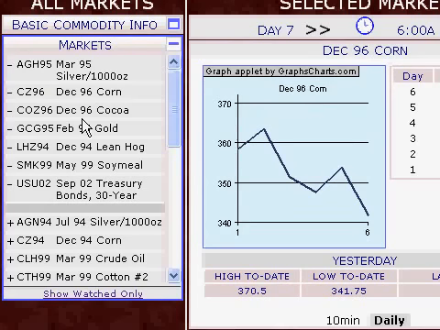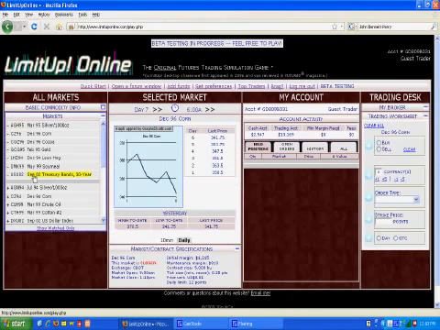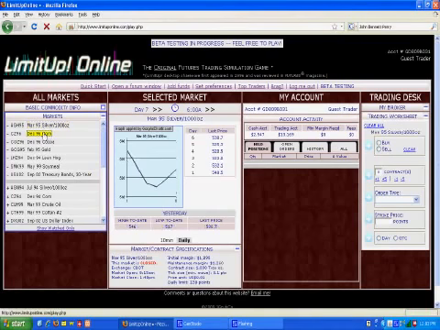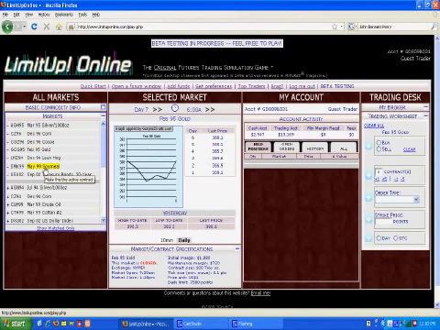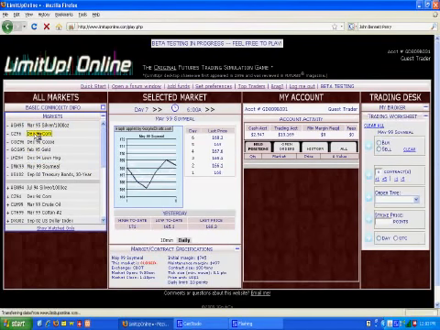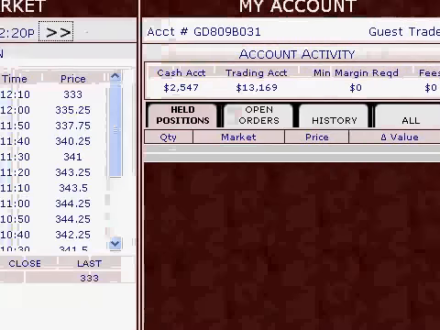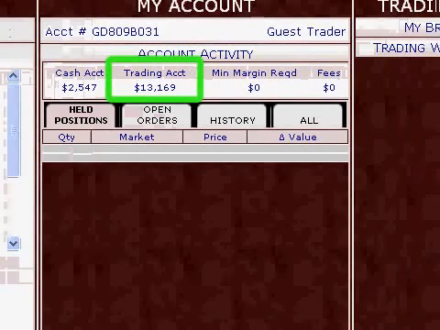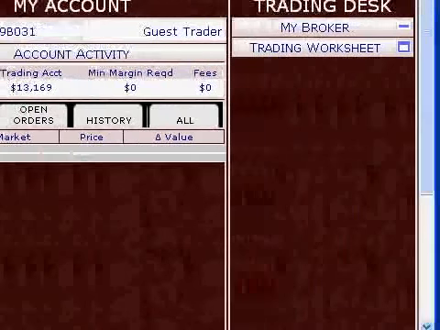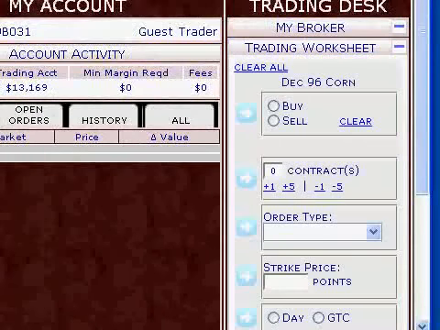All right, in the left column, there's a list of all of the available contracts. Since the point of this tutorial is to try to make money, let's find a contract that's hitting a low point on its chart. Okay, here's a good candidate. We can see by the daily chart that it's currently trading near the bottom of its range, and we actually have some funds in our account that we can trade with. So let's go to the trading desk and place an order.